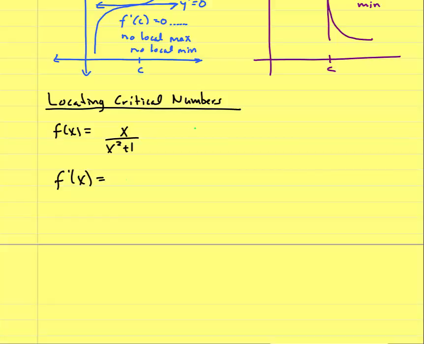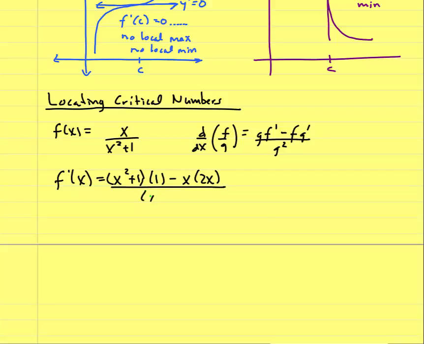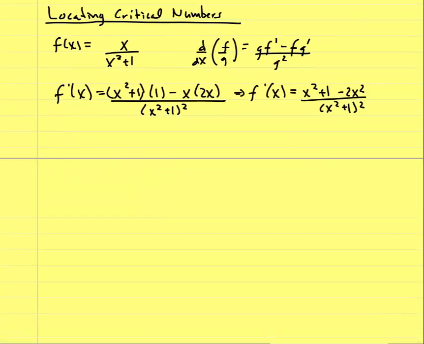So f prime of x, this is going to be the quotient rule. So I'm looking for the derivative with respect to x of f over g, which should be the bottom times the derivative of the top minus top times the derivative of the bottom, all over the bottom squared. So let's write this out. So I have the bottom times the derivative of the top minus the top times the derivative of the bottom, all over the bottom squared. Now, we can't look at this right now and try and figure out anything. That's why it's so important to be able to simplify these. So if I simplify, I have x squared plus 1 minus 2x squared all over x squared plus 1 quantity squared. So let's keep simplifying.